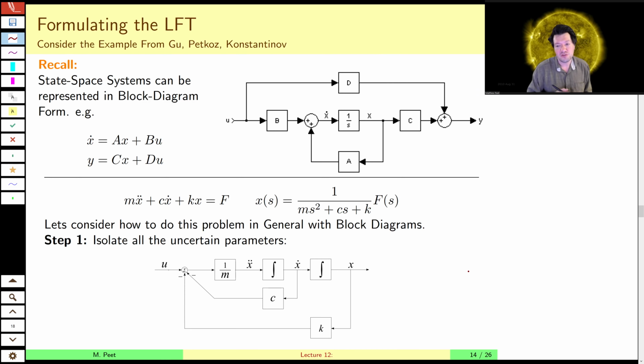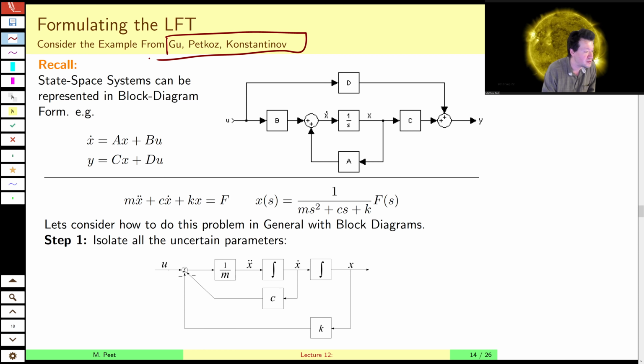So I want to give a more practical approach to taking a given state space system and modeling it as a feedback interconnection with these uncertain parameters. So this is a general approach. Take this example or this approach from the paper here, which gives an introduction to uncertainty modeling. And the approach is to break the system representation down into these four matrices, or the four parameters of the system, A, B, C, and D in state space.